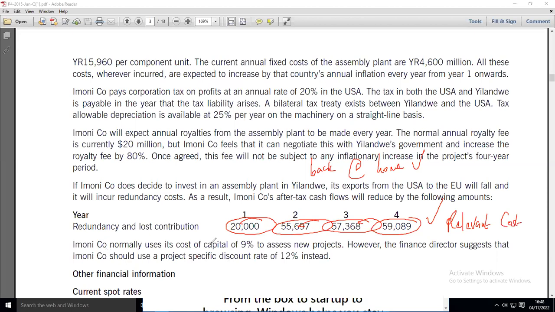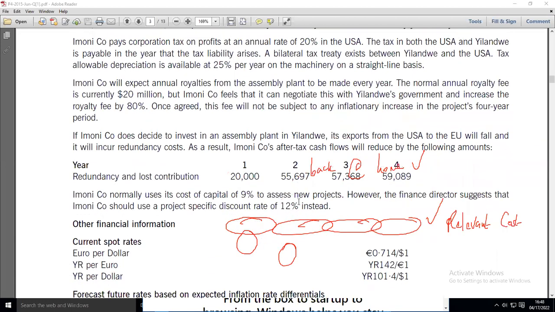I normally use a cost of capital of 9% to assess the new project. However, the FD suggests that I should use a project-specific discount rate of 12%. So they've already done all the gearing and de-gearing, and they say you must use 12%.